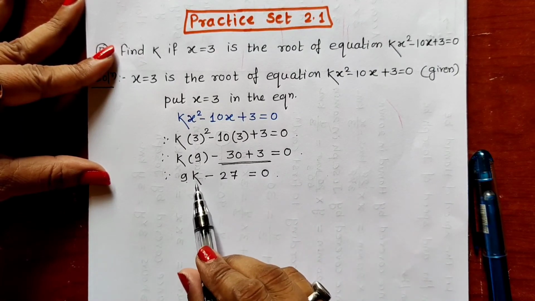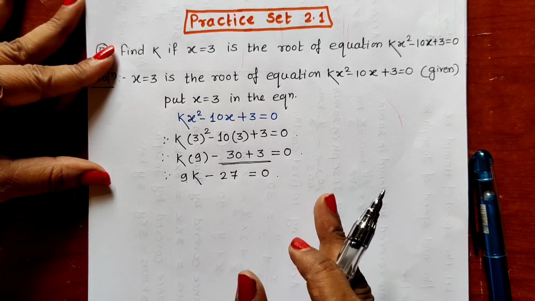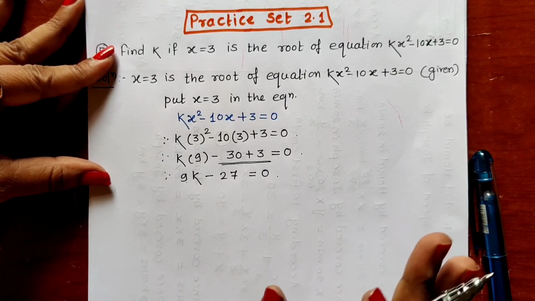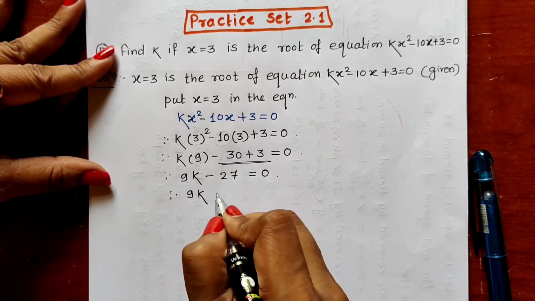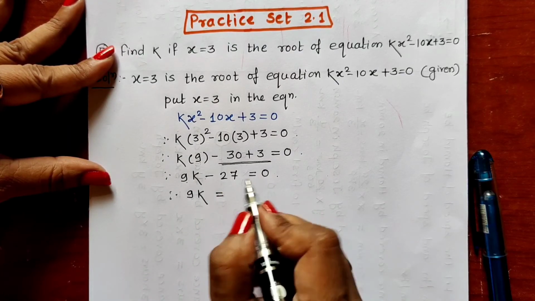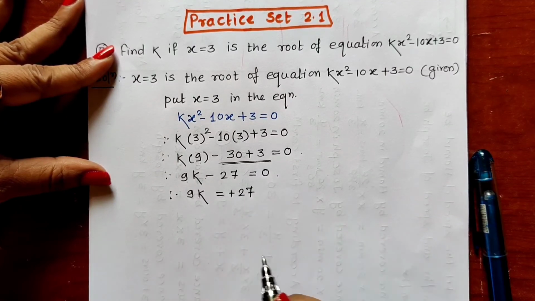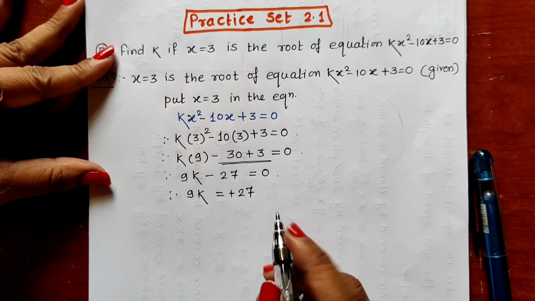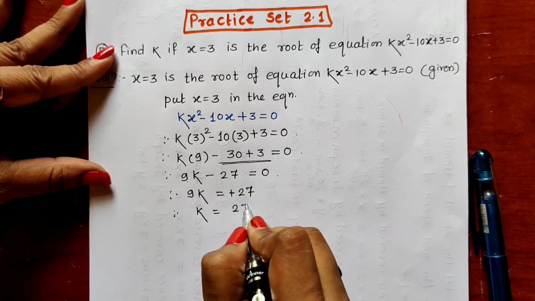Now we have to find the value of k. That means what we have to do? We have to transfer all the coefficients and constants to the right hand side, and then we can get the value of k. That means this 9k first we have to write as it is, and minus 27 we have to transfer. It becomes plus 27. We should not put any sign if you don't require a sign here.